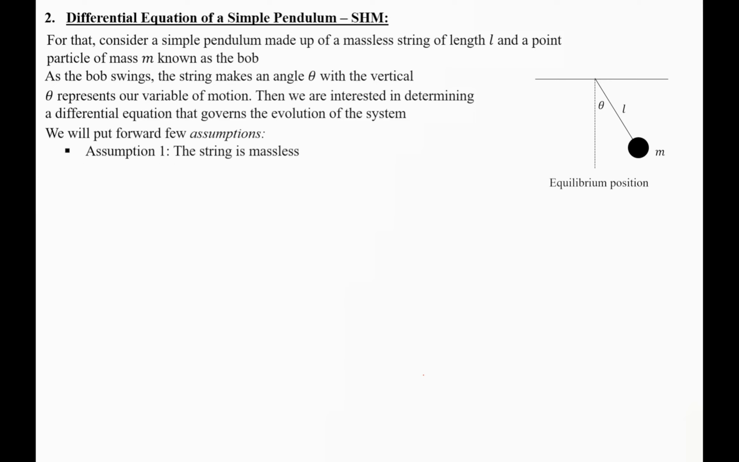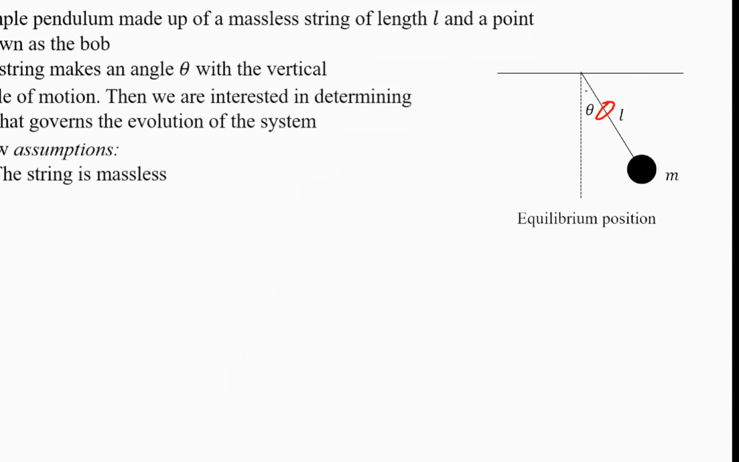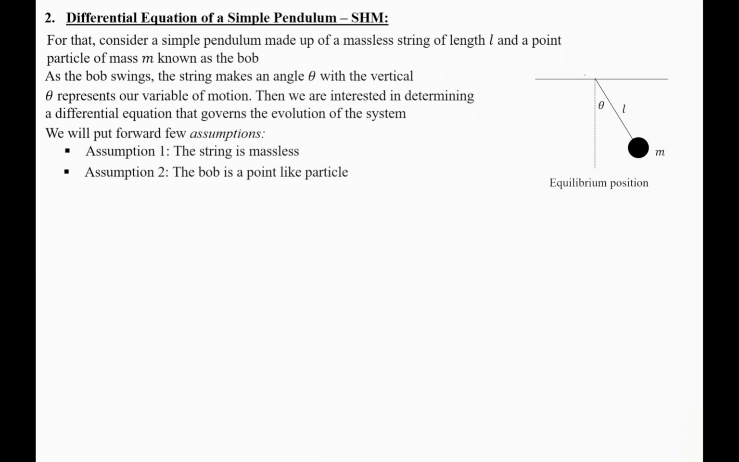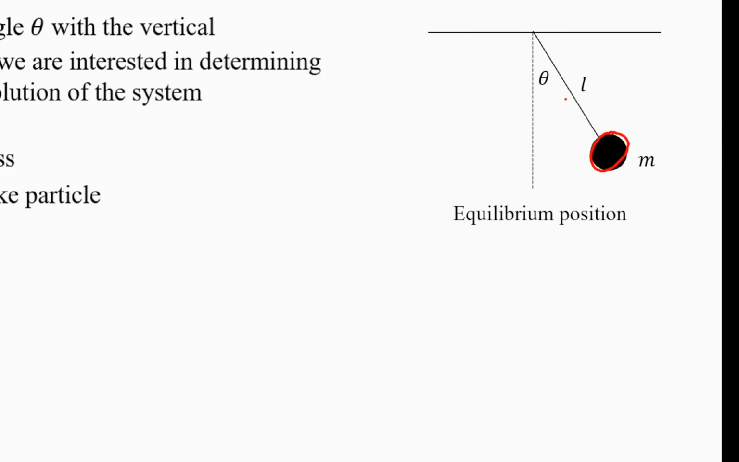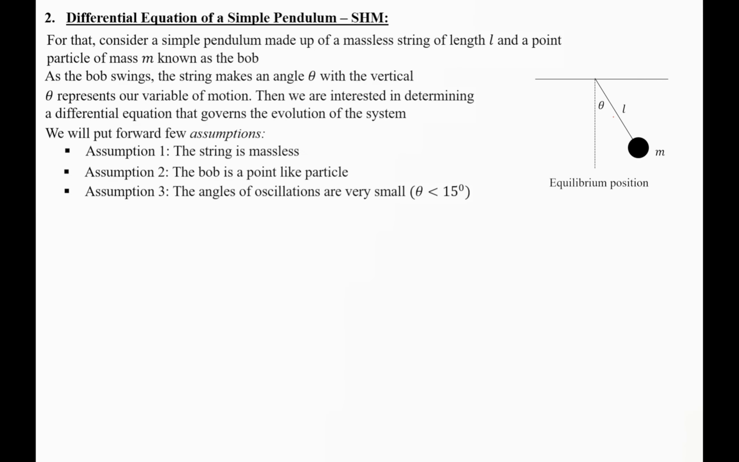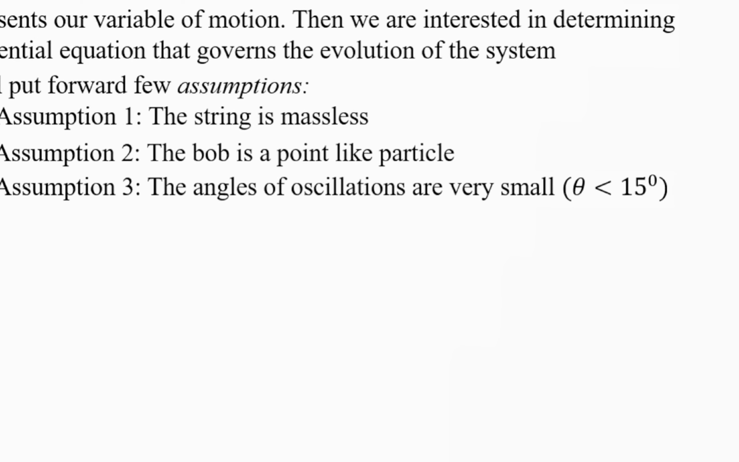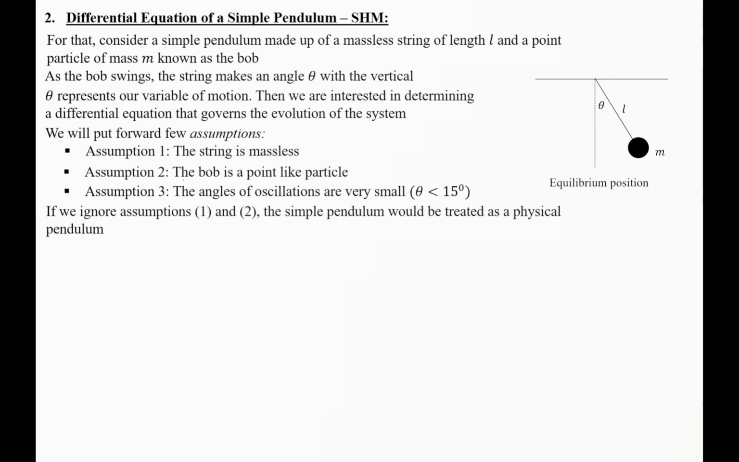We will put forward a few assumptions. Then let me start. Assumption 1, the string is massless, so there is no mass for this string. Assumption 2, the bob is a point-like particle, so there are no dimensions for this bob. Assumption 3, the angles of oscillations are very small, theta is less than 15 degrees, and I will state how important assumption 3 is.